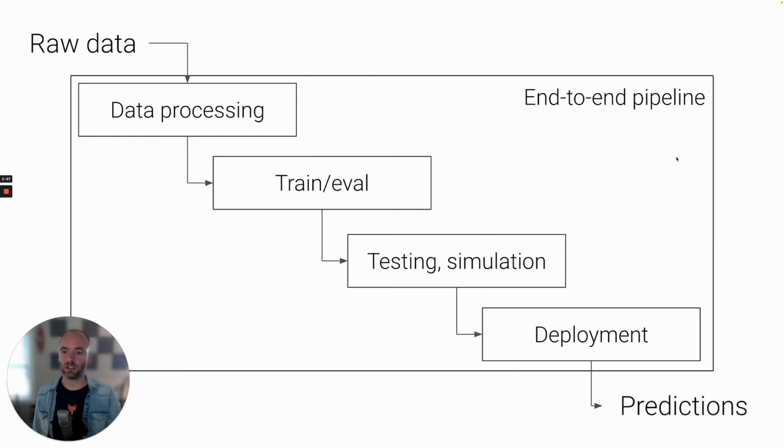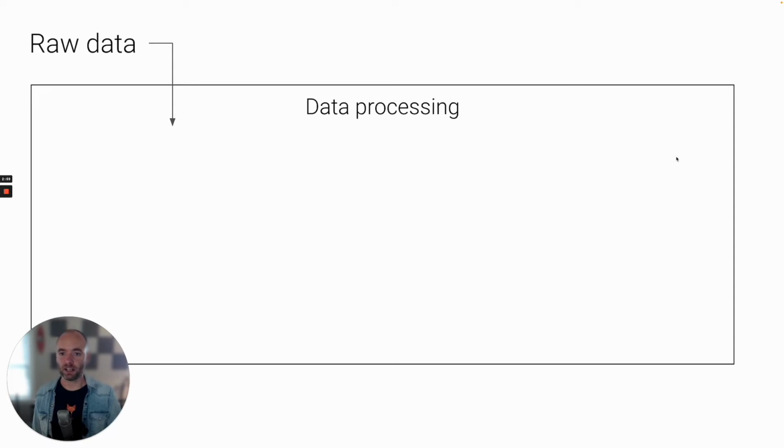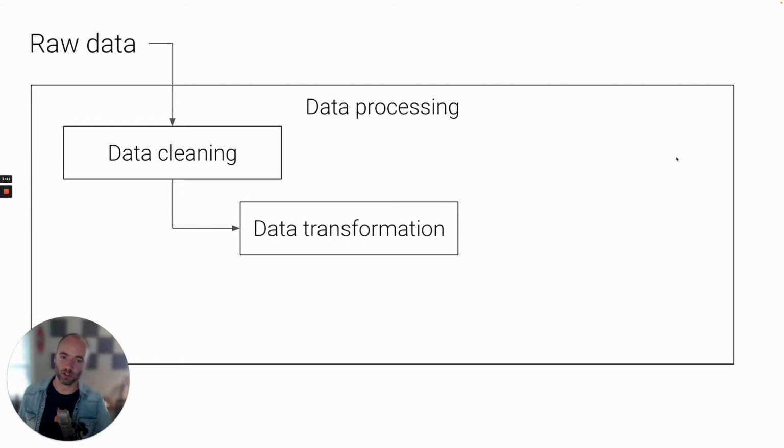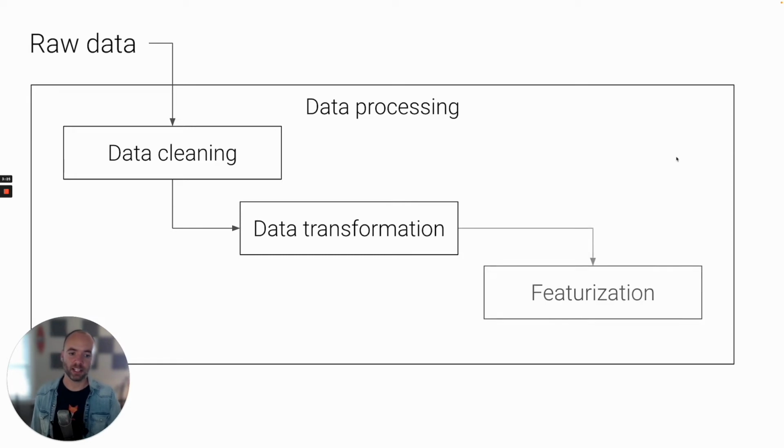Let's focus on the data processing step. Raw data comes in, and typically the first thing you want to do is to clean the data. You want to remove outliers, you want to filter, and so on. Then you want to pass this clean data set to a data transformation step that may want to, for example, rotate images, normalize distributions, one-hot encode classifications, and so on. Now your transformed data is passed to a featurization step that will prepare your data in a format that your model can understand. The output is a featurized data set.